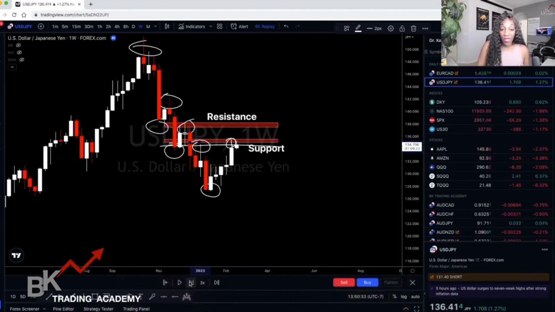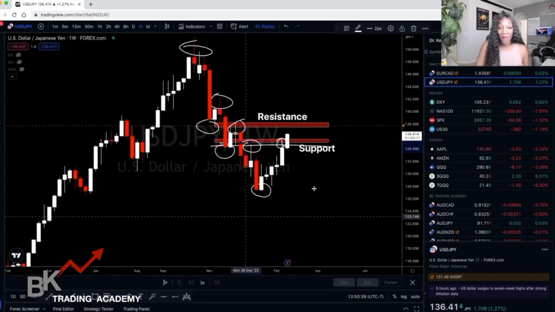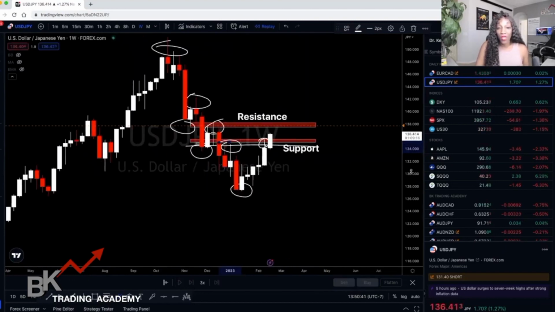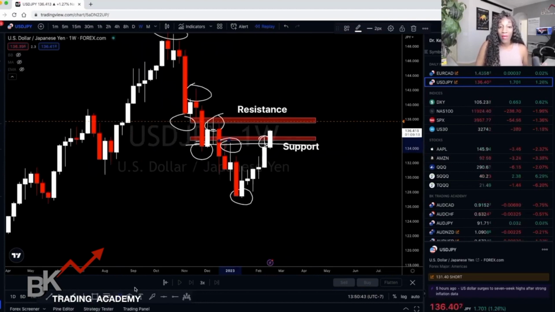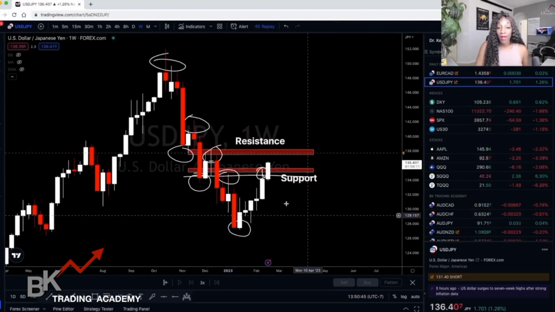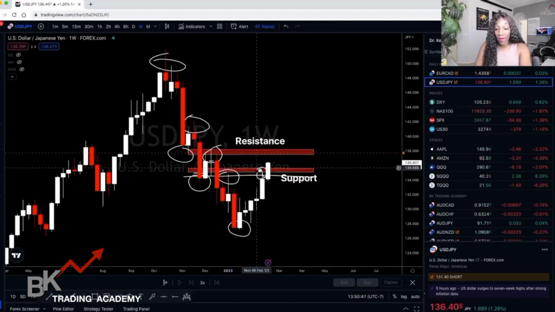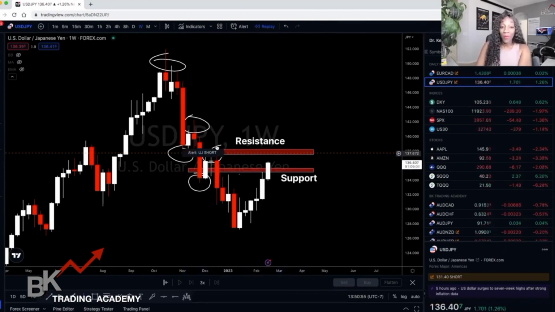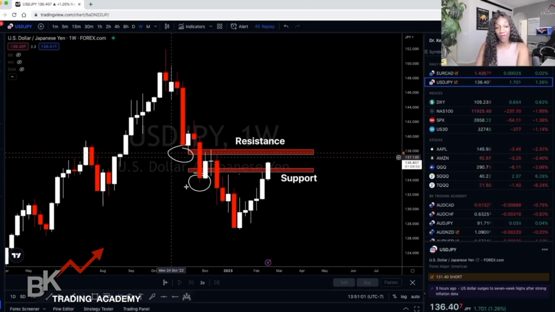We got more rejection off of that area, okay? And then let's see what happened. This happened today where we finally got a break of the level. So we got a break of the level, and now because we got a break, it's time for us to switch our bias. So now instead of shorting, because it has broken through 135, after we get a break of structure, normally what happens is price will come back to retest the previous level of structure broken.